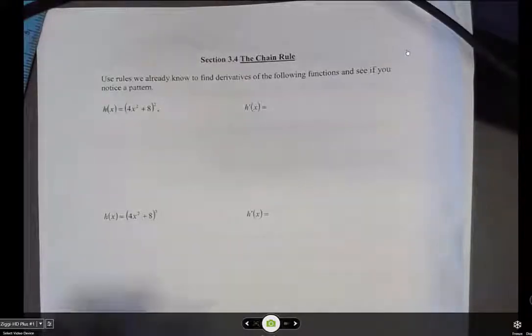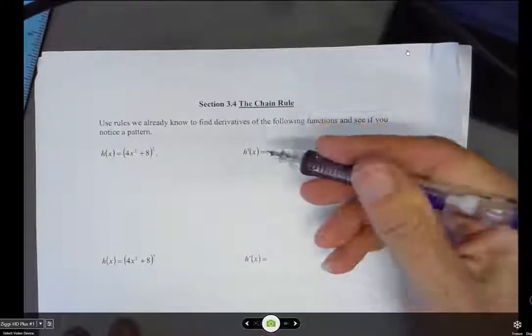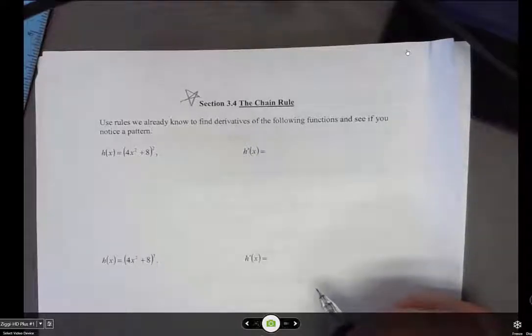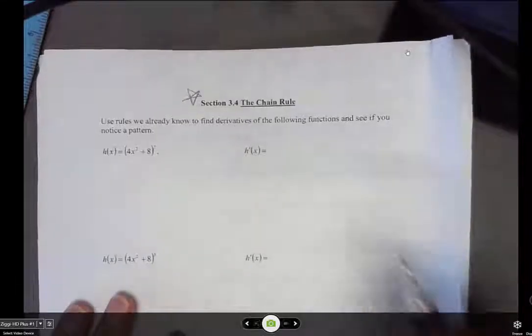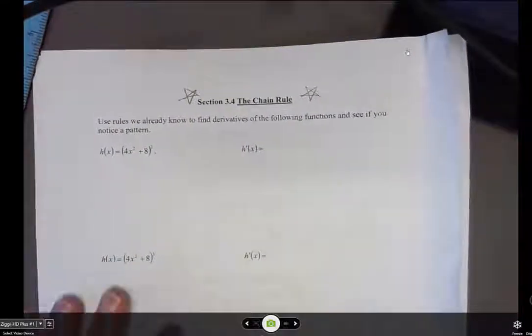All right, section 3.4 is on what's called the chain rule, which honestly might be the most important thing we've learned in the first half of this semester. It will also be really important for the second half of the semester. So this is going to be big for the test, knowing the chain rule.